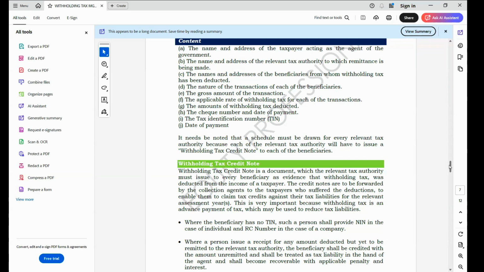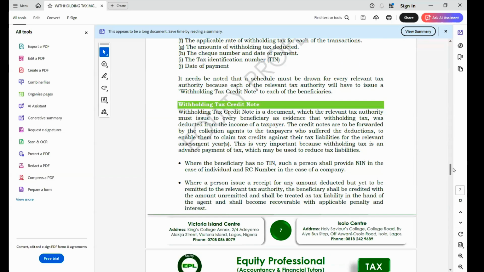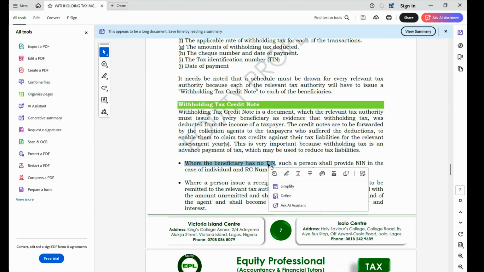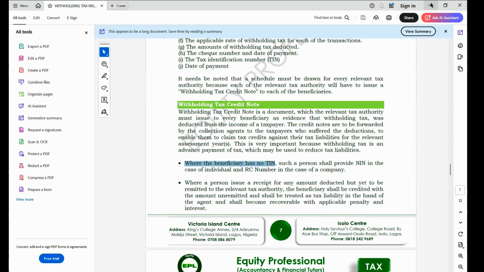Also, when you are making that payment, when you are doing the schedule, where the beneficiary has no TIN number. So TIN number is usually what? Tax identification number, which is usually issued by the Federal Inland Revenue Service to show that a taxpayer has registered with the relevant tax authority. So that is the TIN number.